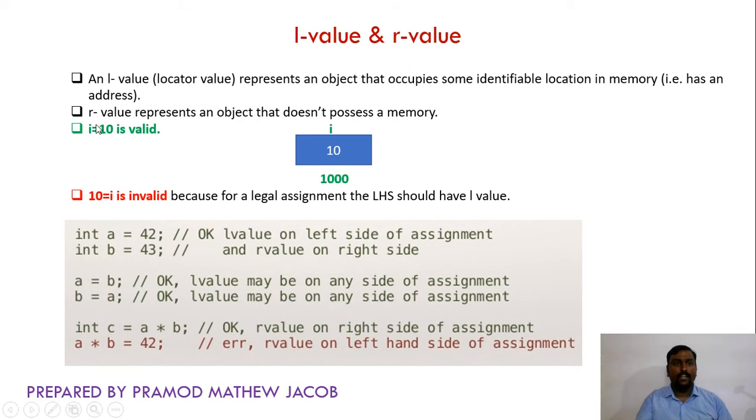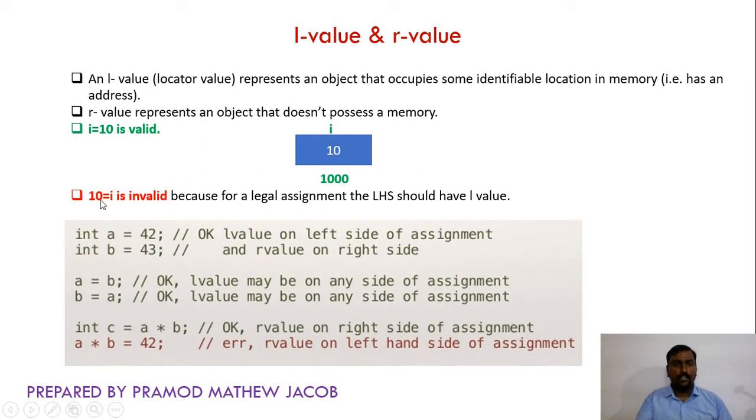Consider the statement i is equal to 10. i is the name given to the memory address 1000. So i has a location called 1000. So i is considered as an L value. The value 10 is an R value because it doesn't have any memory address, and this 10 is bound to the L value of i, that is in the location 1000.